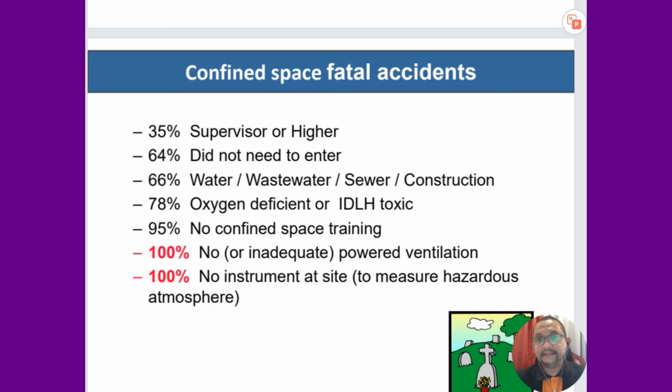Number seven is electrocution or mechanical hazards. Electrical systems or mechanical equipment in a confined space can pose a significant risk if they are not properly locked out or isolated. Number eight, inadequate ventilation. Poor ventilation in a confined space can build up toxic and flammable gases, or simply lead to oxygen depletion.